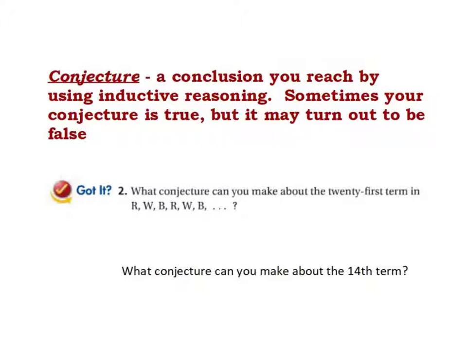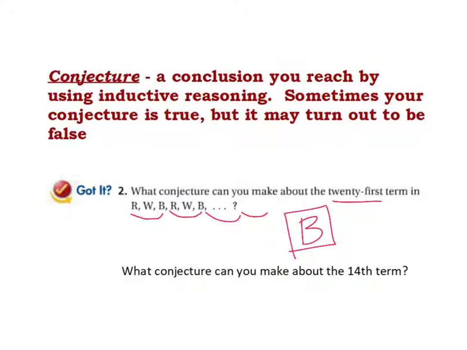Let's look at this next one. It says, what conjecture can you make about the 21st term in this sequence? The sequence goes RWB, RWB, and so I'm assuming it just continues in patterns like that. Since those are in sets of 3, and I'm looking at the 21st term, if I kept going with this, they'd be in 3s. 21 is a multiple of 3. It's going to end up being the last one in a set of 3. So I think my conjecture would be it's going to be B.